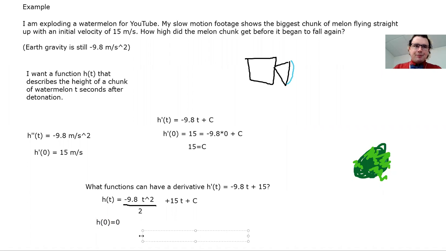And just like before, h of 0 is supposed to be equal to, all right, I've got a fraction times 0 squared. That's just 0. I've got 15 times 0. That's just 0. And I've got a constant. So my unknown constant must be 0. Okay, so now I've got the function that I wanted. The function which predicts the height of the watermelon, t seconds after detonation, has this formula. So now I can start to make predictions.